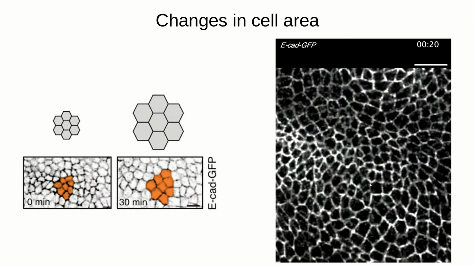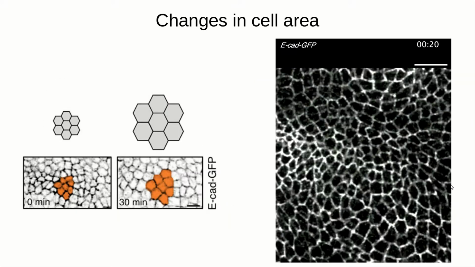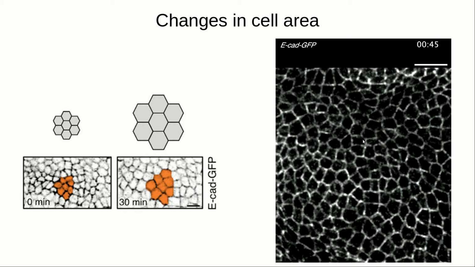And finally, changes in cell shape can also result in changes, of course, in cell area, and can also result in changes in the area of the tissue. Here, cells are simply increasing their size. Okay, so you can see how they are small and they become bigger in the video. They clearly increase their apical size.